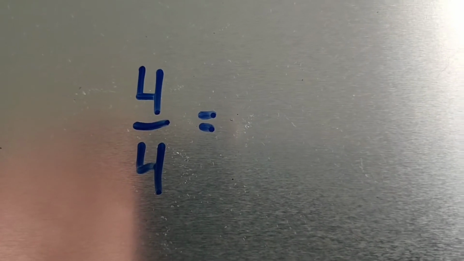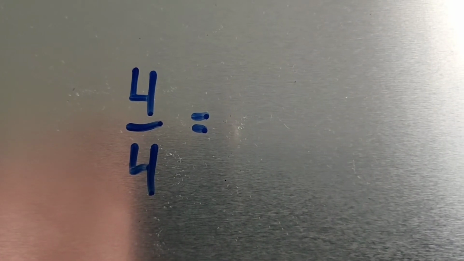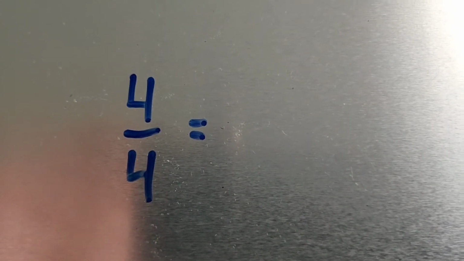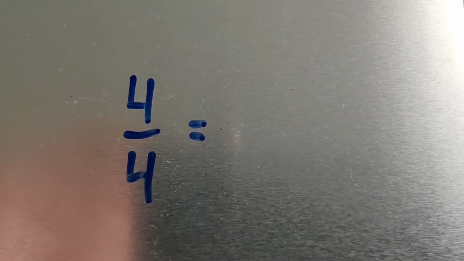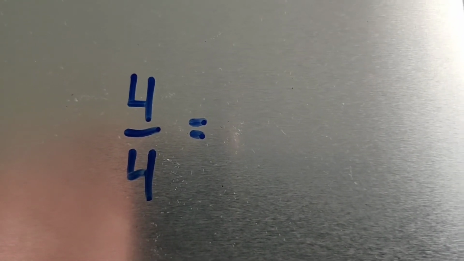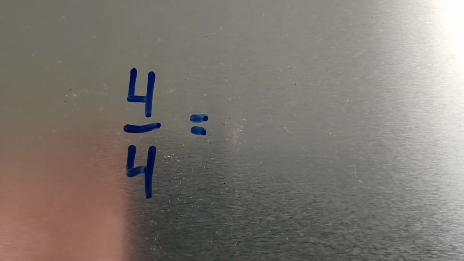We've already learned that when you have the same numerator and denominator in a fraction, it's equal to 1 whole. Because whenever you have a fraction broken into a certain number of parts, which is what the denominator tells us, and you have the same number of those parts, which is what the numerator tells us, meaning you have all those equal parts, you have 1 whole.